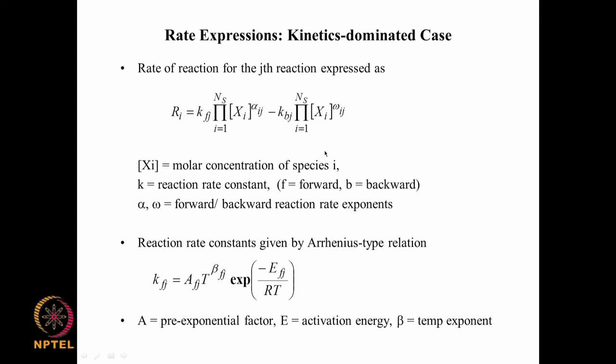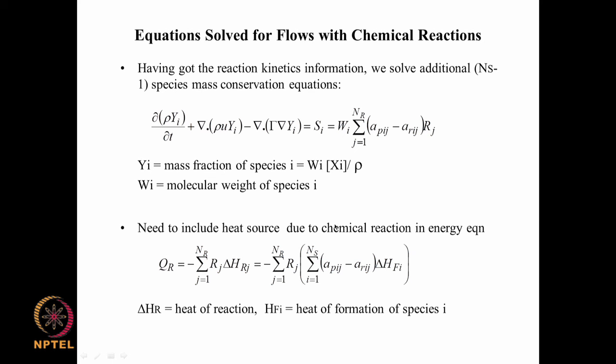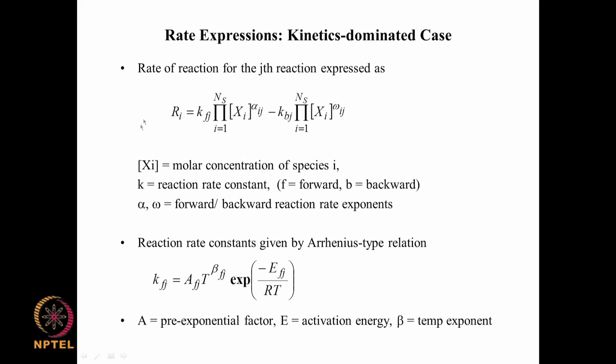For example, in the case of a rate controlling reaction, in the form of a forward reaction rate and a backward reaction rate, and concentrations and exponents here, expressing the order of the reaction. So we can have either this type of chemical kinetics controlled reaction, or we can also have a turbulence dominated kind of thing, which we are not going to discuss here. So this is a general framework for expression of the reaction in terms of specified orders of the reaction, concentration of the reactants and products, and forward and backward reaction rates.